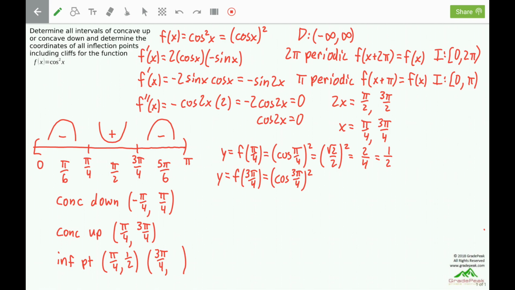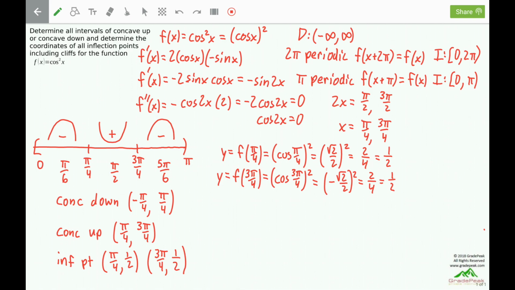3 pi over 4 on the unit circle is in the second quadrant. It's the pi over 4 equivalent. Cosine in the second quadrant is negative. Since it's pi over 4 equivalent, it'll still have the root 2 over 2 value, except being negative. Since it's being squared, it's going to become positive. Root 2 squared is a 2, 2 squared is a 4, and again, this can reduce to a 1/2. So it also has a corresponding y-coordinate of 1/2. There is the results over one interval.